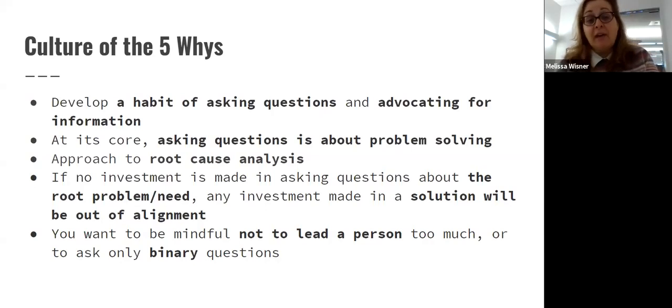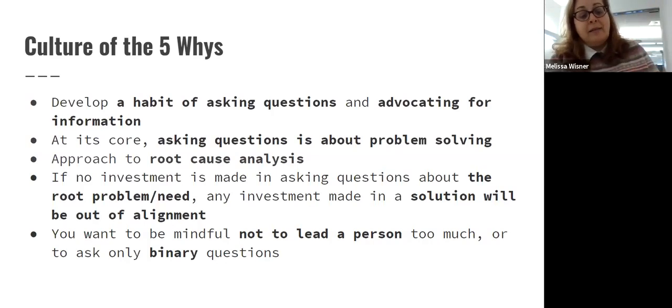Ask questions, advocate for the information you need. So to me, it makes sense that that be reflected in the work that we do inside of libraries as well. And as project managers, I think our role, hopefully the value that we contribute, is that we help solve problems.